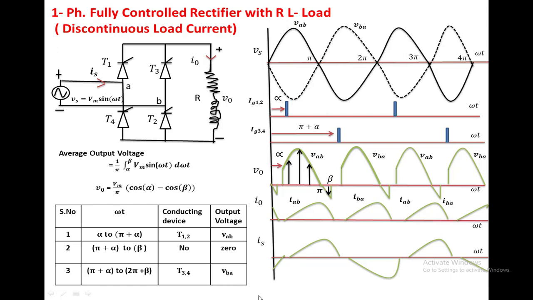This is the circuit operation for the single phase fully controlled rectifier with RL load, discontinuous load current. Discontinuous load current means that for some duration the load current is 0. In this interval no current is present, no current is present in this interval, and no current is present in this interval. This depends highly on how much inductance is present in the load.